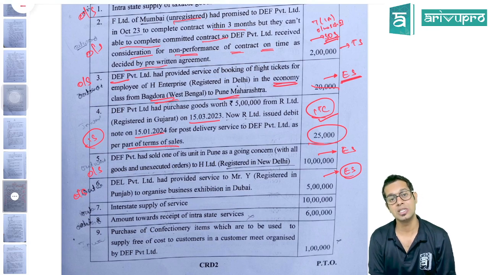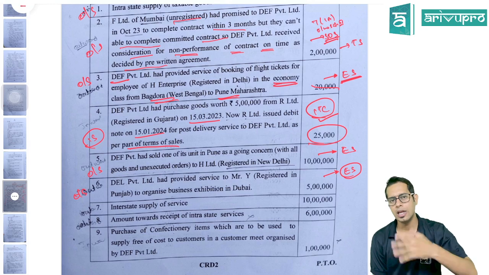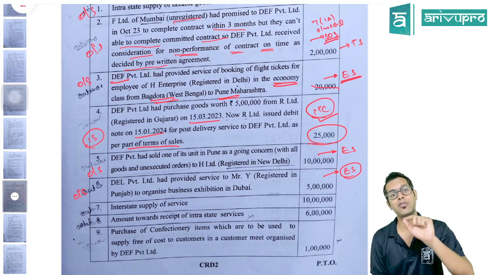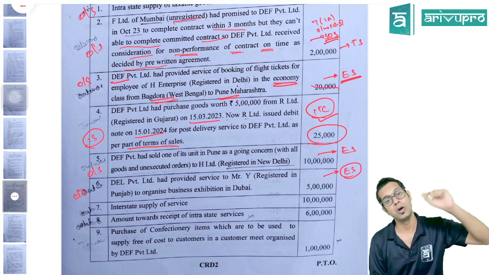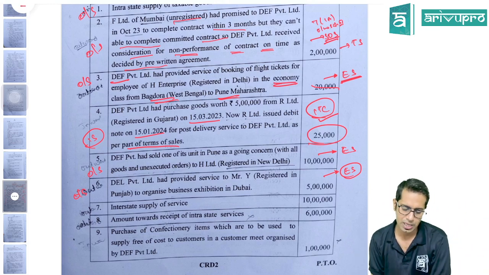If a business exhibition is happening outside India, and one person in India is giving services to another person in India for a business exhibition organized outside India, then that service is exempt. So this is an exempt supply. You don't have to pay any taxes.